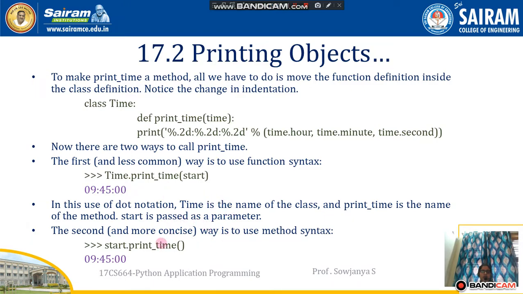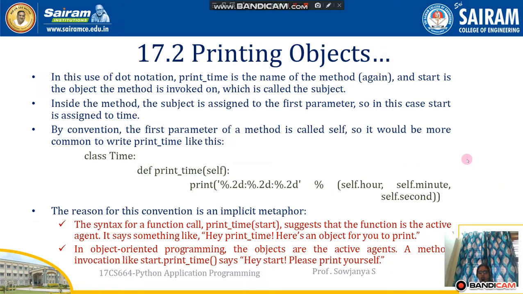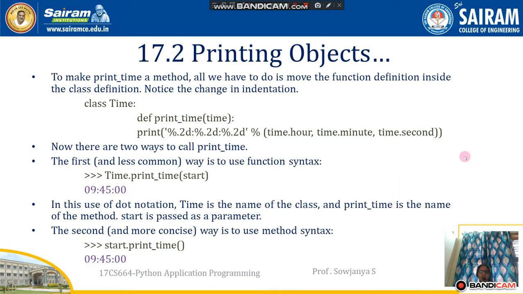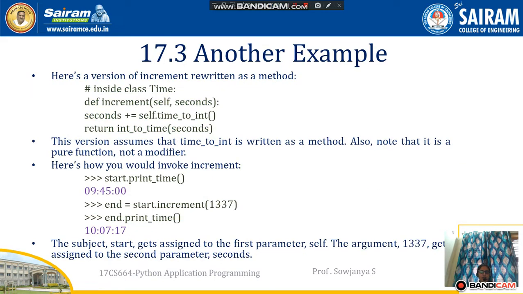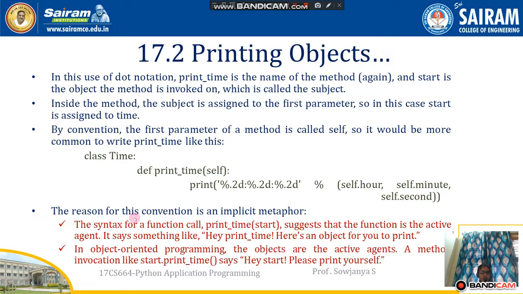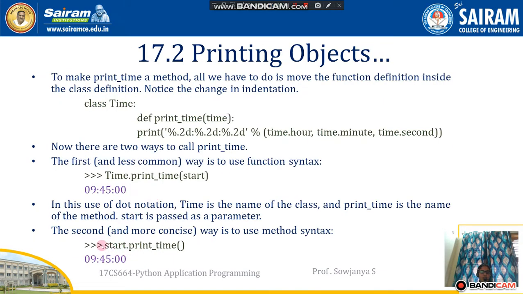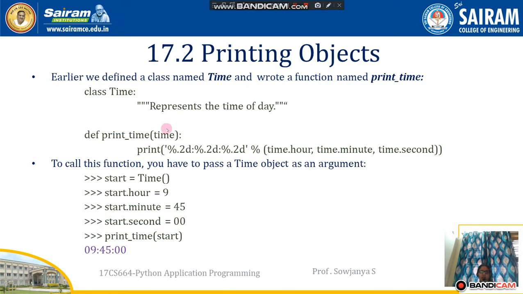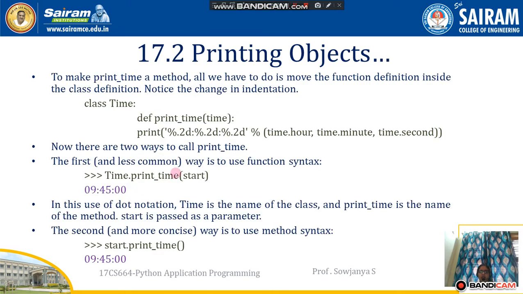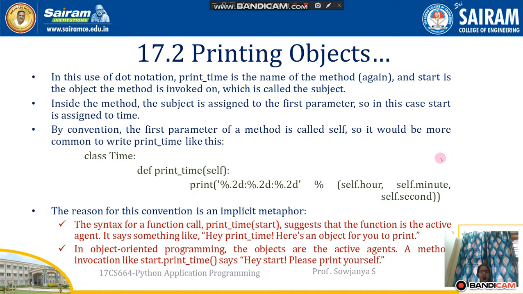The second way of calling the print function, which is more concise, is to use the method syntax, that is start.print_time. When you type this, it will give you the same output. Okay, this is another concise way of doing the same. Here, in this dot notation, print_time is the name of the function and start is the object the method is invoked on. You can see start is the object the method is invoked on, and the same will be called here. Okay, so that is how we can do it.